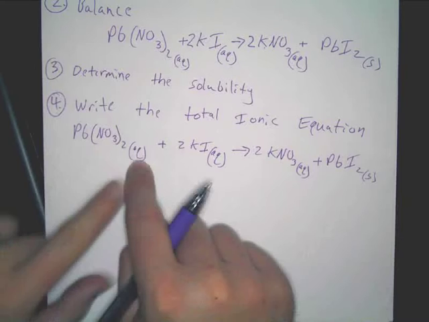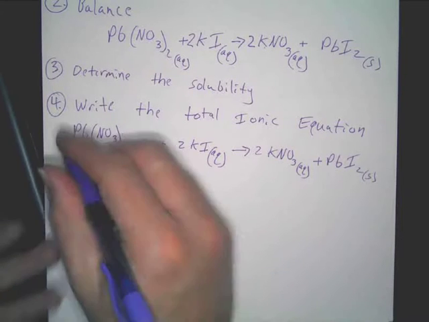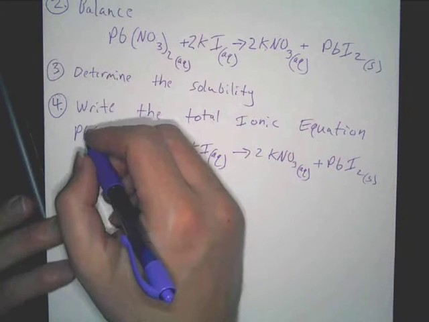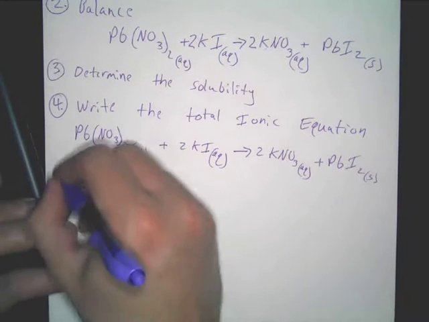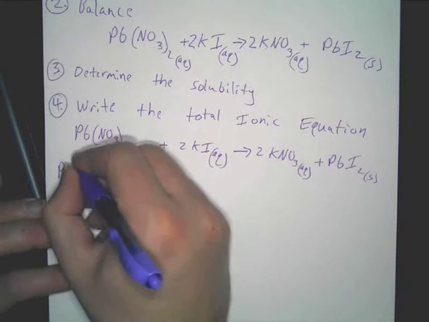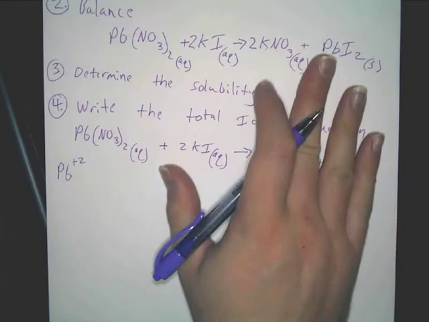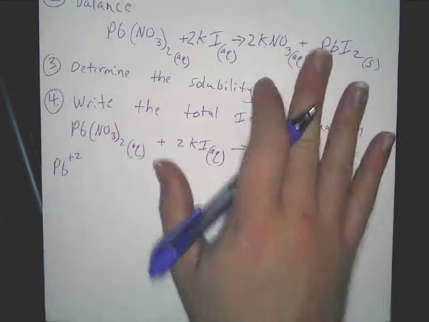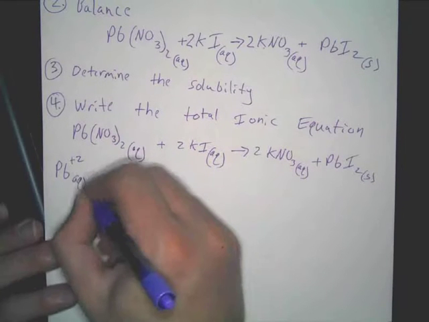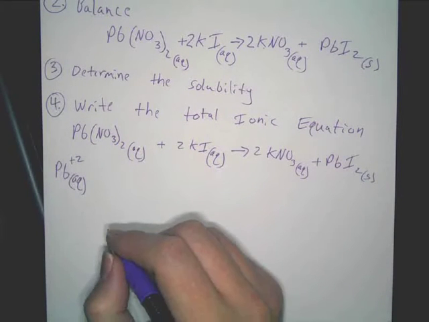Now, this is aqueous, so here's what you do. You literally are going to separate the formulas and write them ionically. It's going to take a bit. So you'll do Pb. It's a +2 ion. We established that right at the beginning. It's +2. It is aqueous. We only have one of them, right?